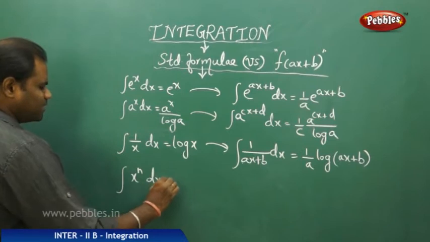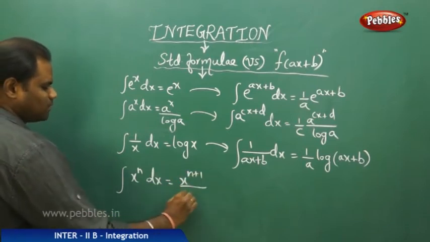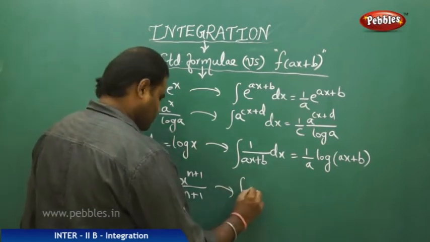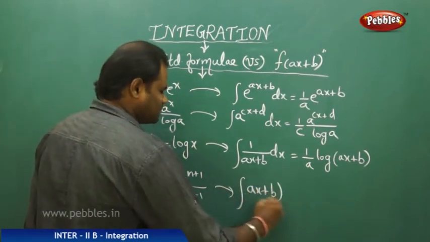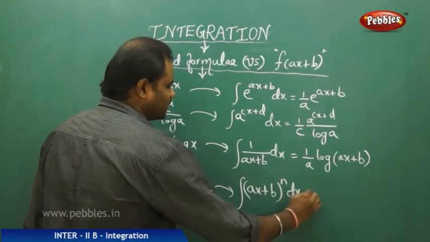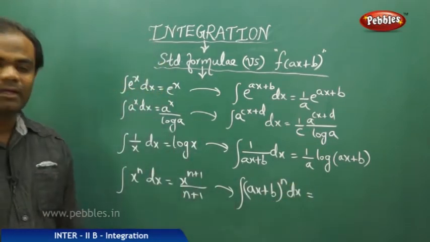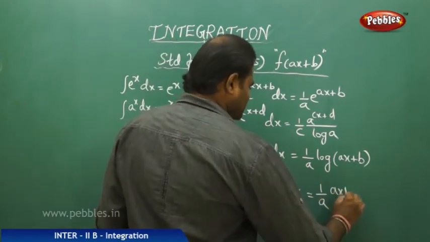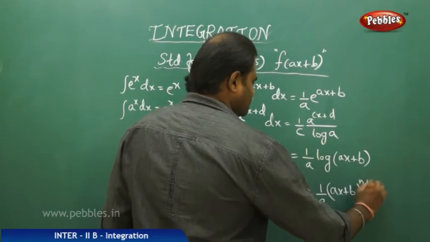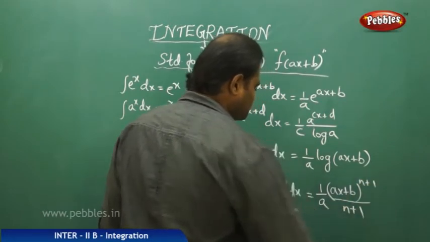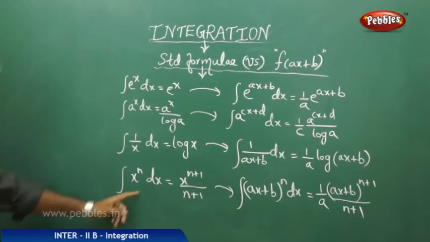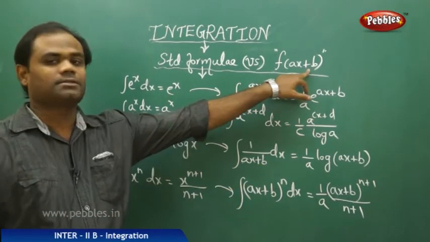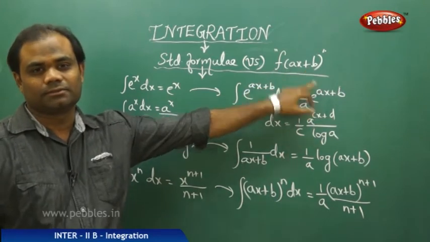Integral x power n dx is x power n plus 1 by n plus 1. Then my integral of ax plus b whole power n dx is nothing but 1 by a of ax plus b whole power n plus 1 by n plus 1. This is how I compare the general formulae with the function in the form ax plus b, the linear function.